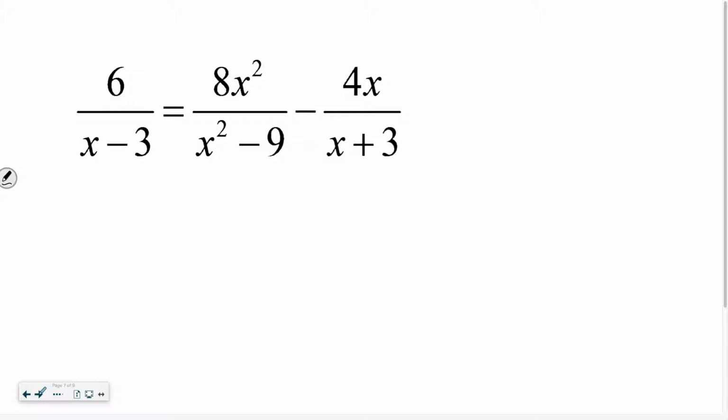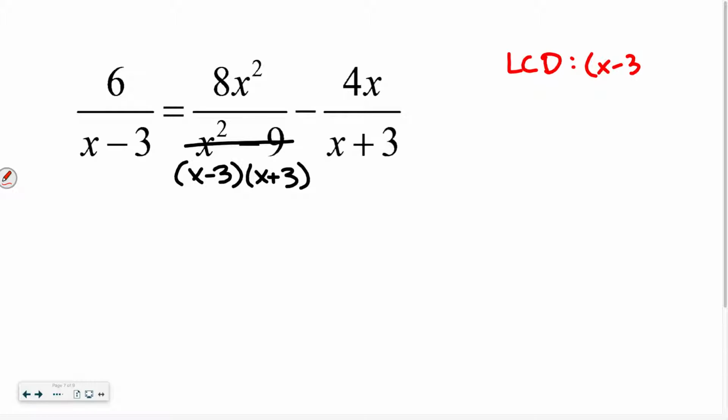Because x squared minus 9 is really x minus 3, x plus 3. So I'm going to cross off x squared minus 9 and replace it with x minus 3, x plus 3. Which means that my LCD is x minus 3, x plus 3. And that's a lot easier than using a common denominator of x minus 3, x plus 3, x squared minus 9. You're going to have a much bigger polynomial to work with if you use that.